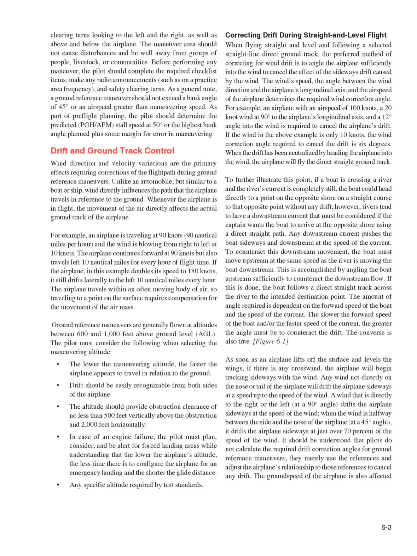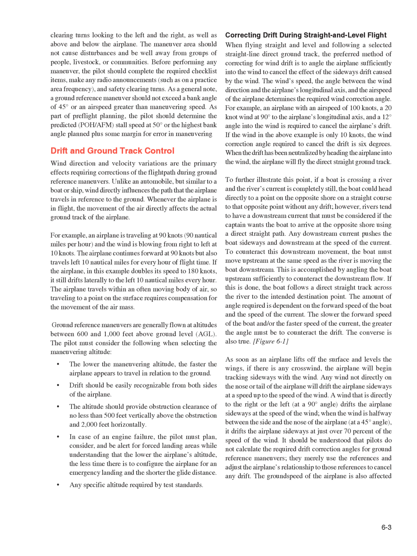The airplane continues forward at 90 knots but also travels left 10 nautical miles for every hour of flight time. If the airplane, in this example, doubles its speed to 180 knots, it still drifts laterally to the left 10 nautical miles every hour. The airplane travels within an often moving body of air, so traveling to a point on the surface requires compensation for the movement of the air mass.